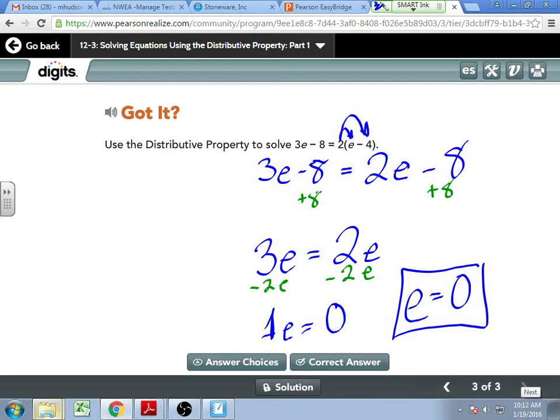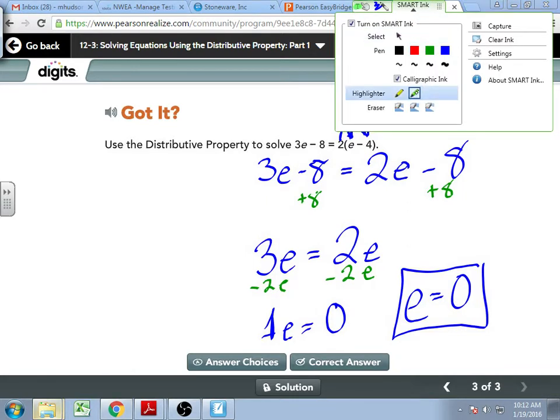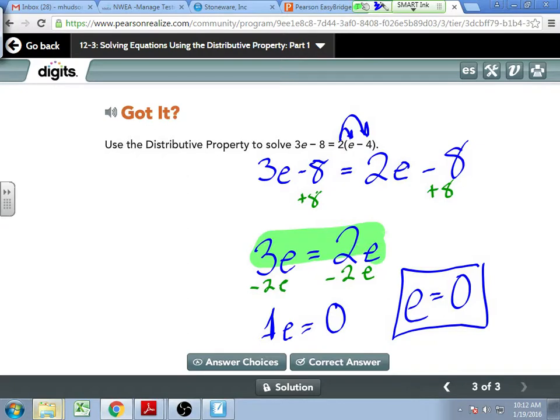Whenever you see contradictory values like 3e being equal to 2e, the only possible way that that can be true is if e is a 0. Questions, comments, concerns? I'm concerned with my math skills, Miss Johnson. Well, there's lots of ways to get better at that. Khan Academy is a great one.